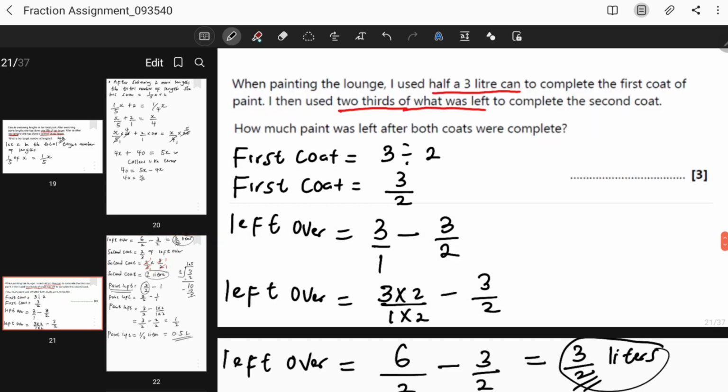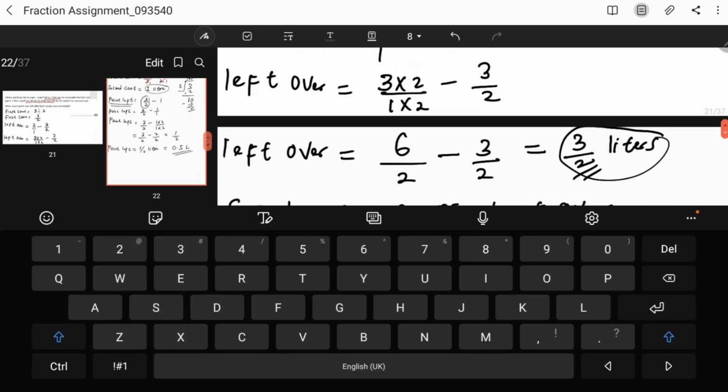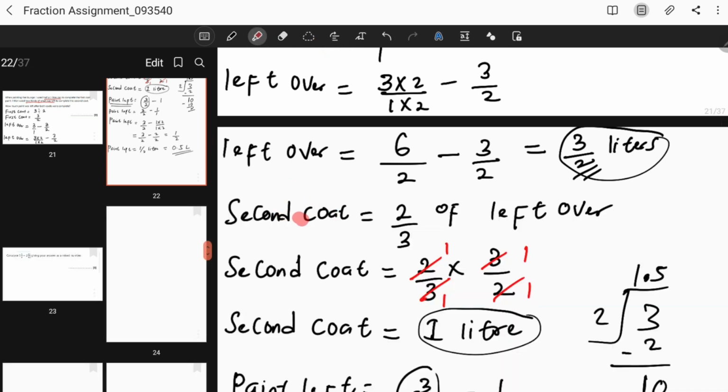So let's recap. The question: 3 liters was used to complete the first coat, 2 over 3 of what was left to complete the second coat. So how much was left? I did first coat used 3 divided by 2, that's half of 3 liters. That's how I got my first coat. Then the second coat was dependent on how much was used before. So leftover is 3 over 1 minus what we've used, and the leftover gave me 3 over 2. Then they said the second coat used 2 over 3 of what was left, right? So that's how I got this. Second coat is 2 over 3 of our leftover, and I got 1 liter, right?